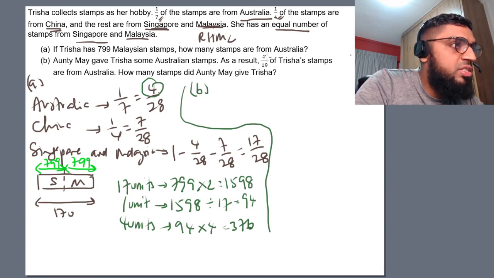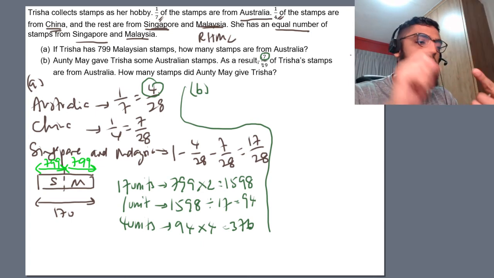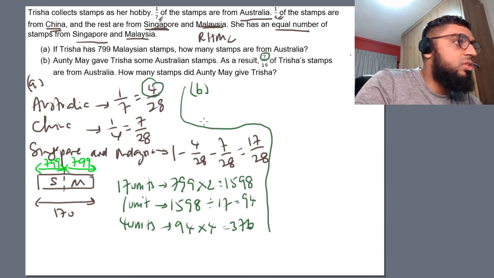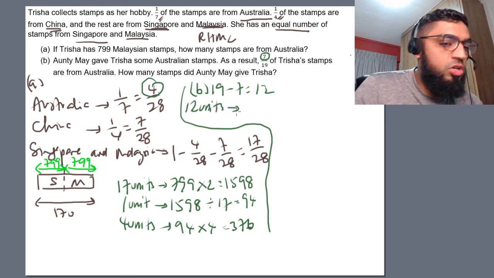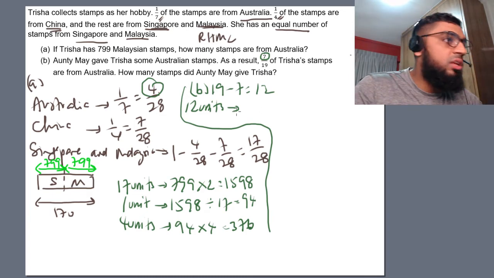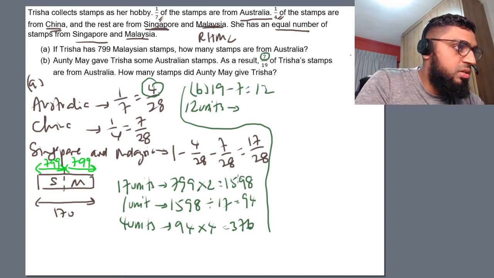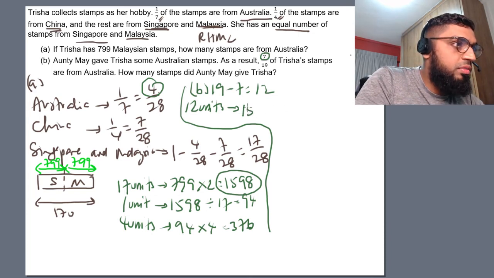Now I know that 7 out of 19 is for Australian stamps, which means 7 units is for Australia. The rest will be for China, Singapore, and Malaysia. The rest means 19 minus 7, that gives me an answer of 12 units. 12 units is something I can find very easily, because 12 units is the number of China stamps, Singapore stamps, and Malaysia stamps. I know that the Singapore and Malaysia stamps total 1598, because that is the initial 17 units that we found. Then I add the China stamps, which I have to find now.